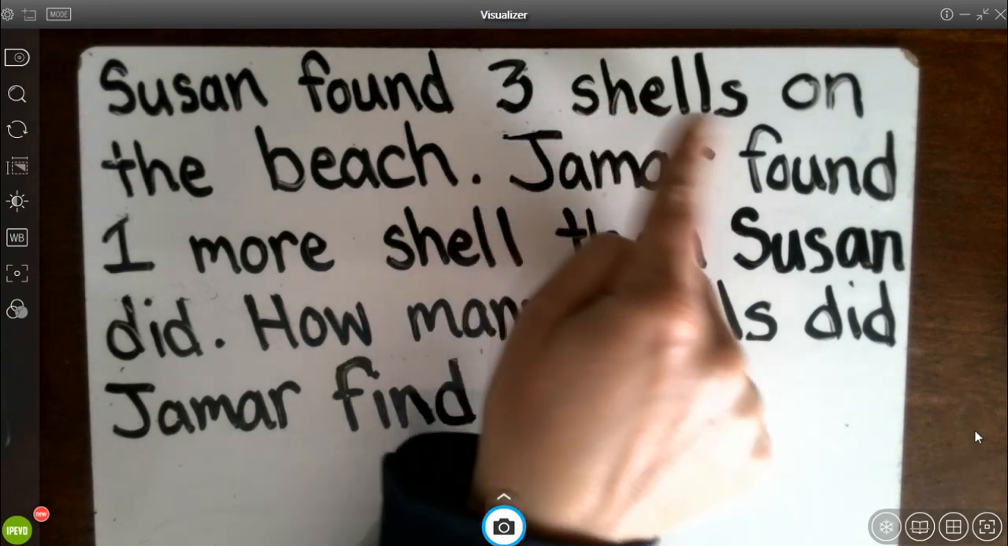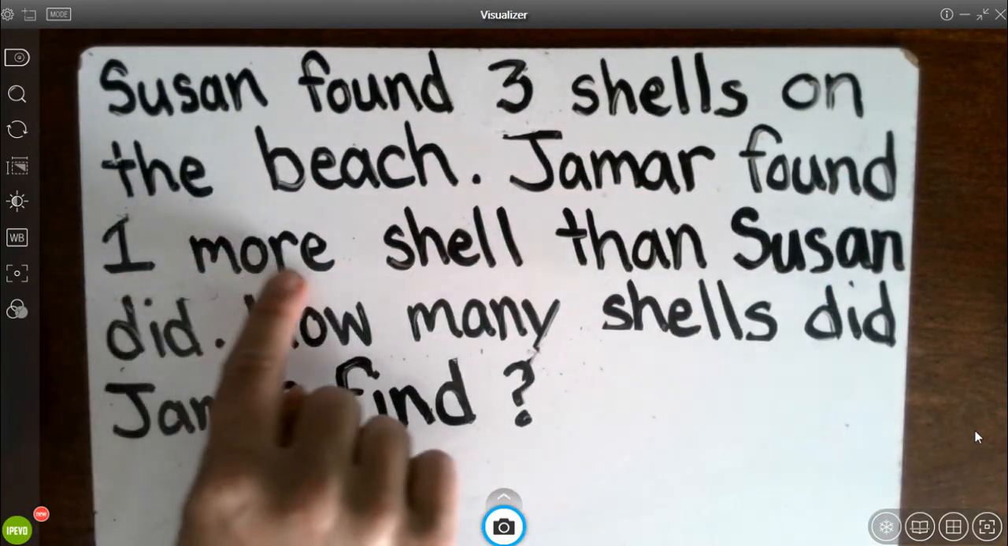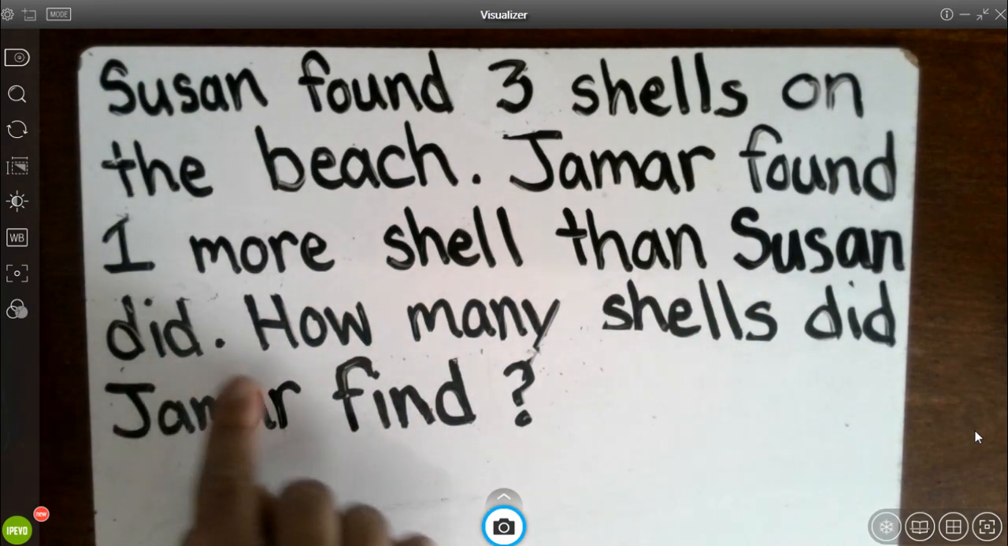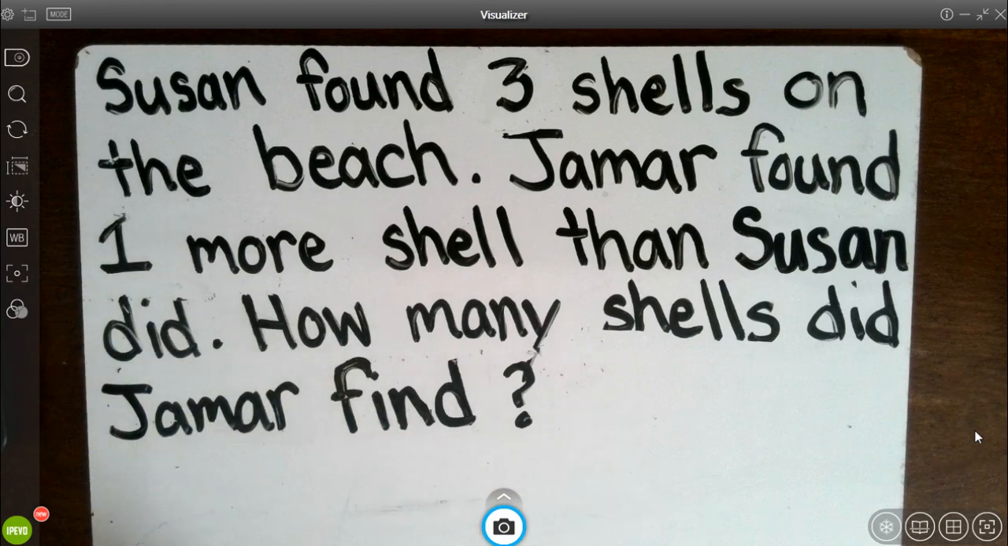Susan found 3 shells on the beach. Jamar found 1 more shell than Susan did. How many shells did Jamar find?